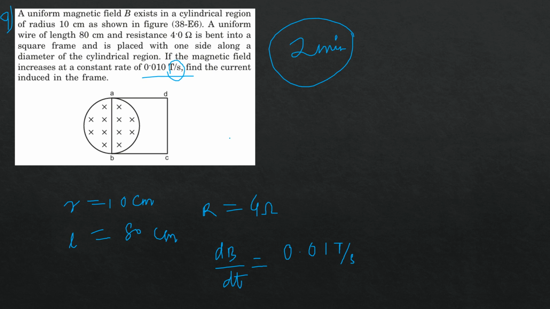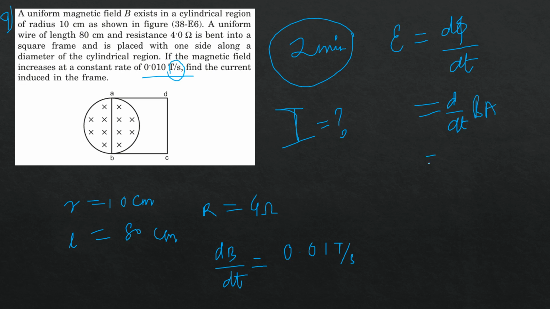Now what is asked? Find the current induced. Current means I. We have resistance R, so if we can find EMF, we can find current, since E is equal to IR. So EMF is how much? d phi by dt, isn't it? Your phi is B into A.